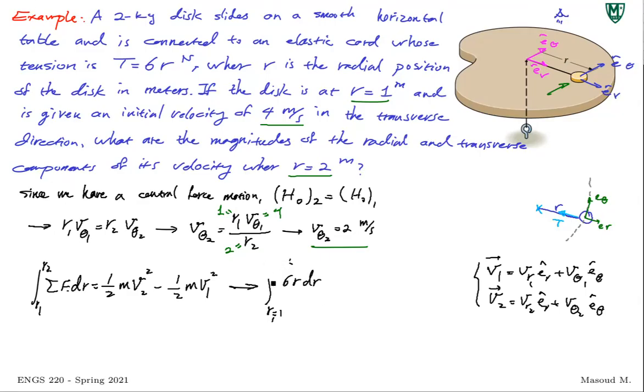Let me write everything down here, so I have space. So the integral from r1 to r2 of 6r dr is equal to 1 over 2 m times the change in v squared. Now v2 squared, I can actually write it here. So v2 squared is going to be vr2 squared plus v theta 2 squared.